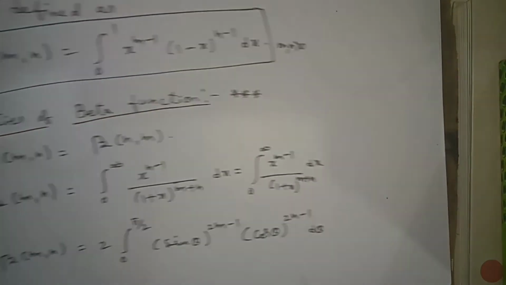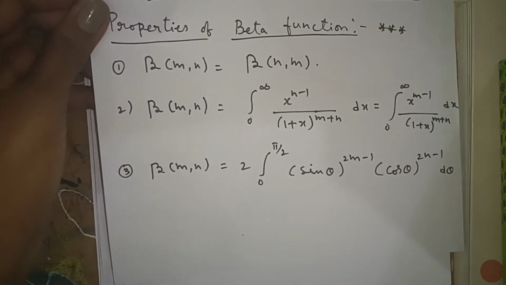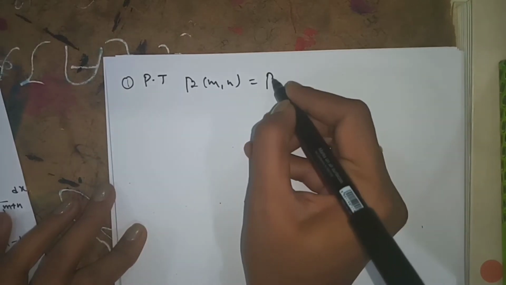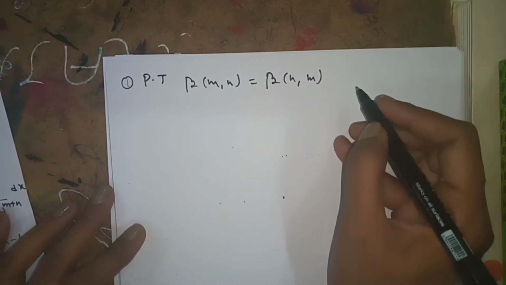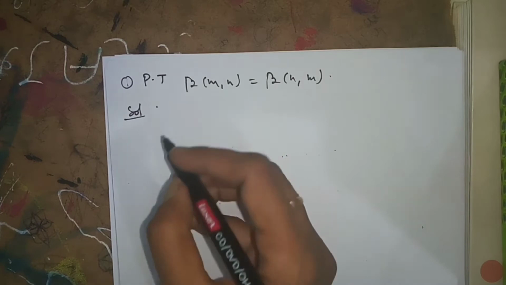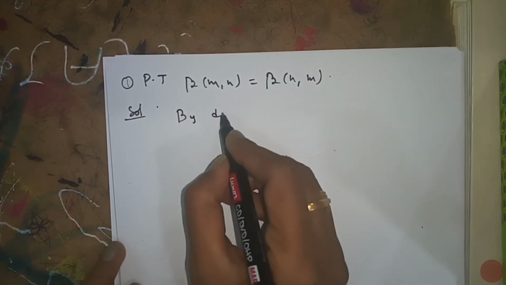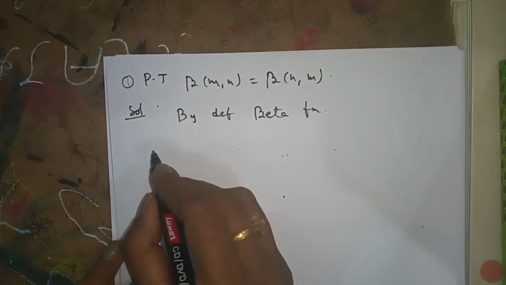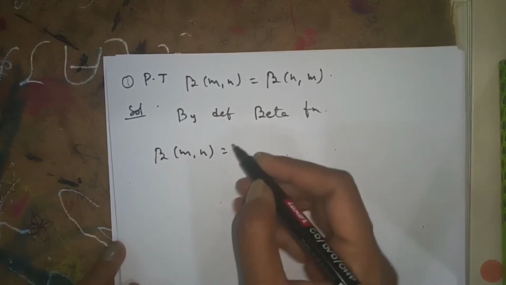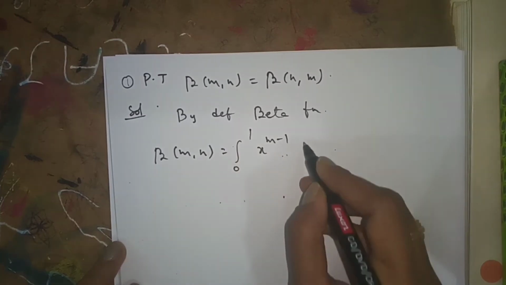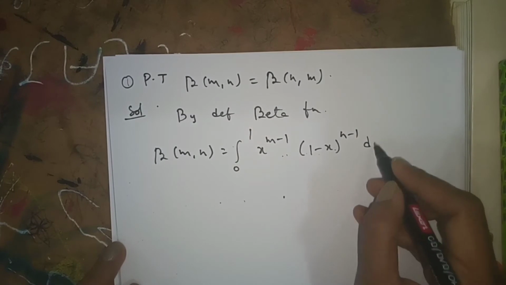Now we will prove the first property. What is the first property? Prove that beta of m, n is equal to beta of n, m. To prove this, we use the definition of the beta function. What is the definition of the beta function? Beta of m, n, which we need to use a number of times, as I told you already, is equal to integral 0 to 1 of x to the power of m minus 1 into 1 minus x to the power of n minus 1 dx.